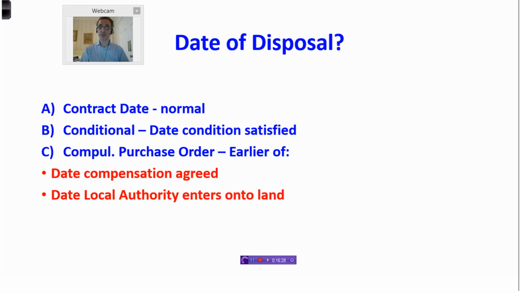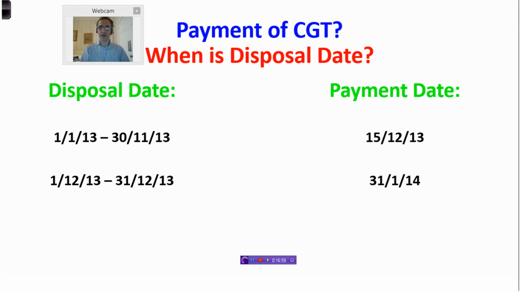In terms of a compulsory purchase order, it's really the earlier of the two dates that you see, either the compensation being agreed or the date that the local authority enters onto the land. So in this area of dates, really just make sure that we're trying to capture disposals within our tax year. What they could do is perhaps give you a disposal that's outside the tax year. So these are the rules that we need to know to make sure that we're only dealing with disposals in our tax year and not in another tax year, and therefore taxable at a later date.